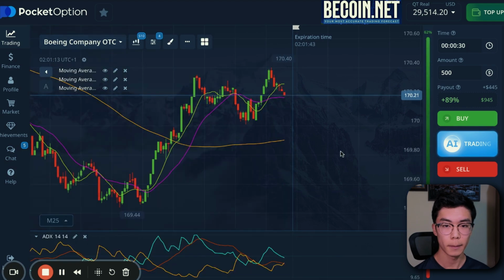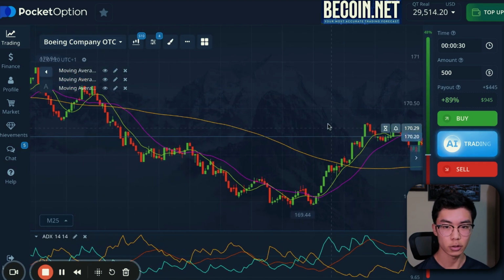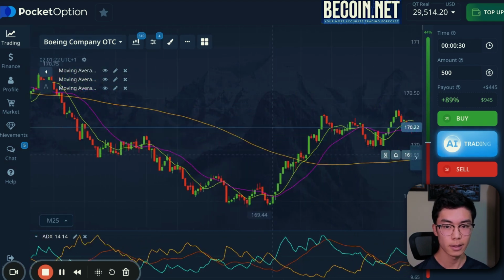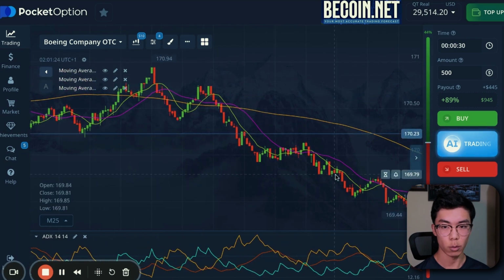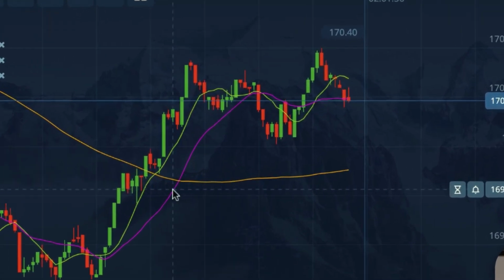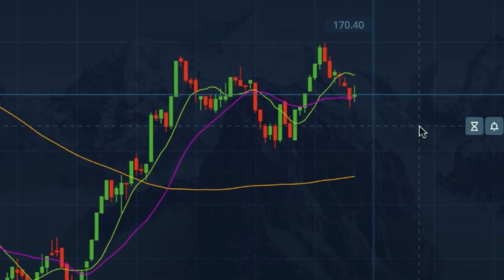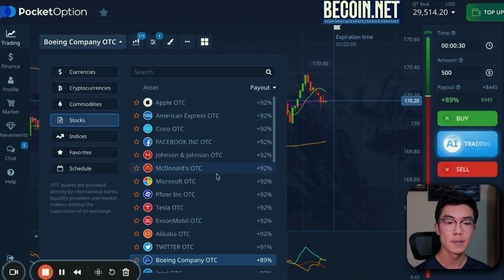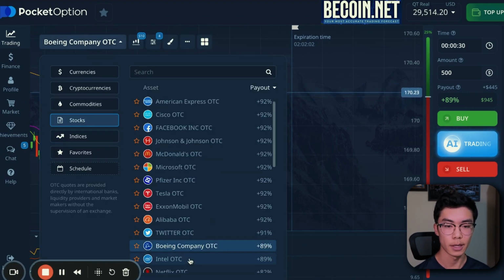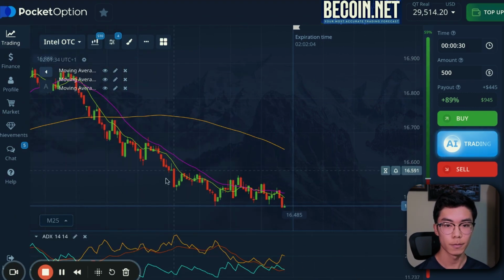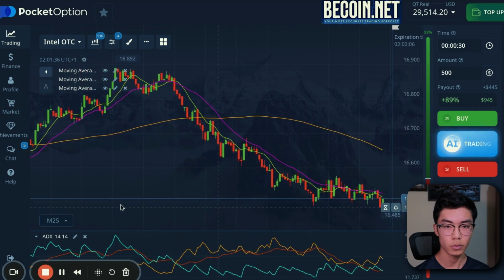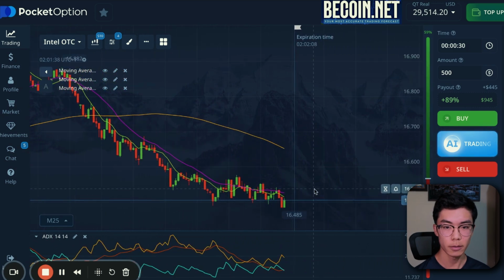Let's go to Boeing. On Boeing, there isn't any very solid price movements. Because it did trend downwards just now, and now it's trending slightly upwards. It's not very steady, I would say. Put Intel. Here it's downwards moving.